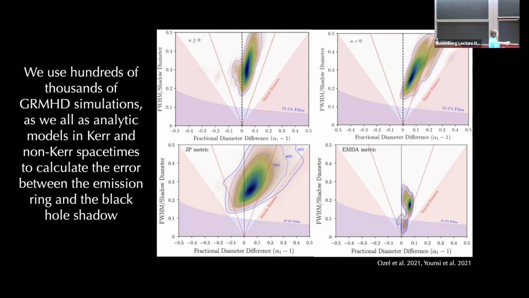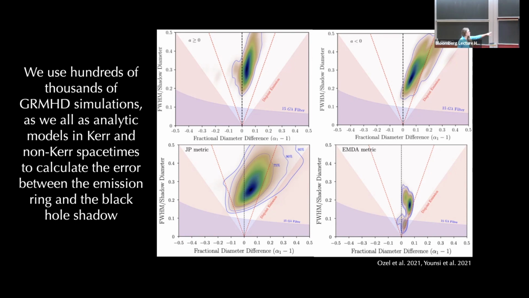The x-axis in each of these is showing you the fractional diameter difference between these 2 features. In all of them, the y-axis is showing you the full width half max along the ring over the shadow diameter. So it's showing you the distribution of these. My argument throughout has been that it's hard to make these disjoint rings. The red shaded region in each of these plots, this kind of triangle shape here, is where you would be if you were disjoint.